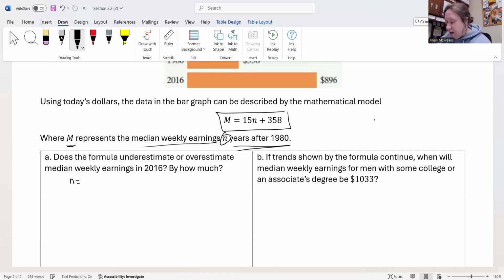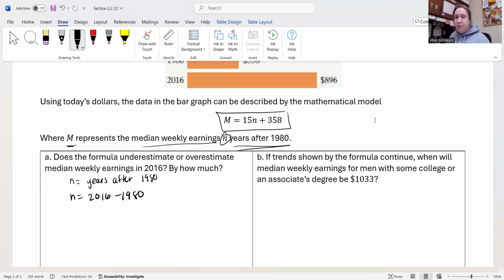We know that N equals the years after 1980. So for us, N is going to be 2016 minus 1980. You could do the side work, you can use a calculator, whatever you're comfortable with.